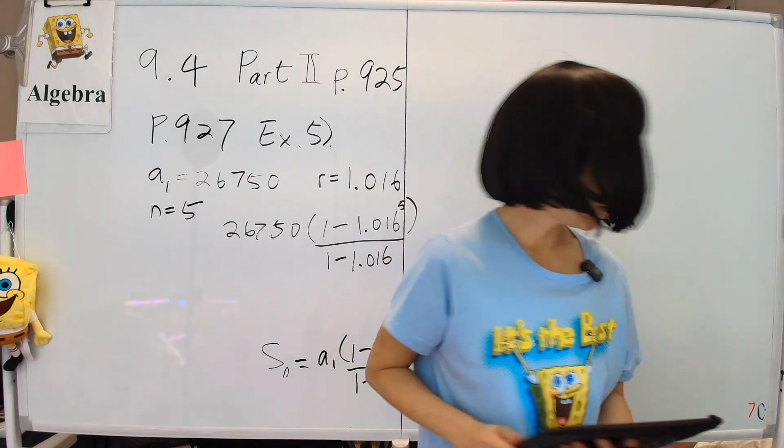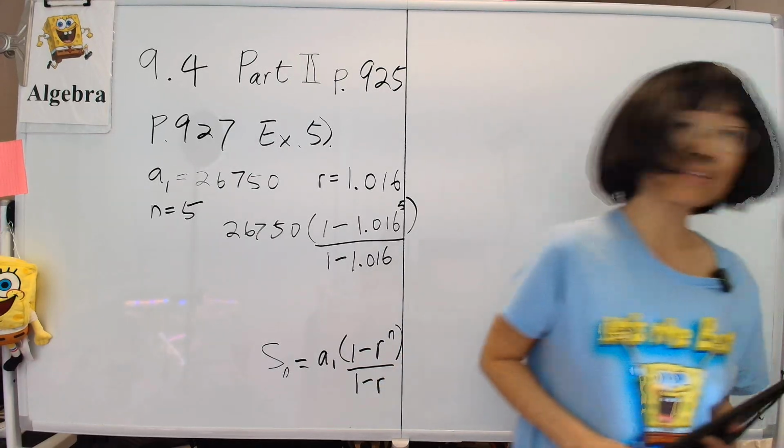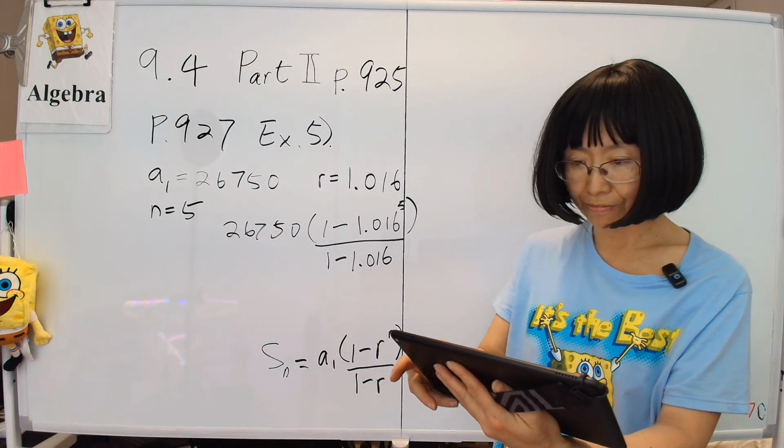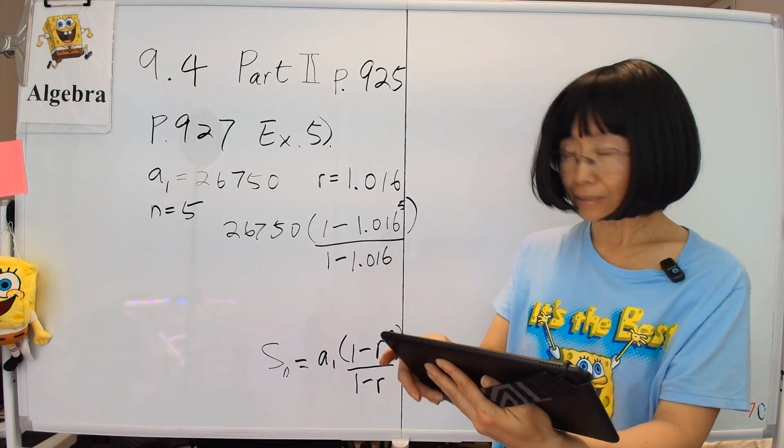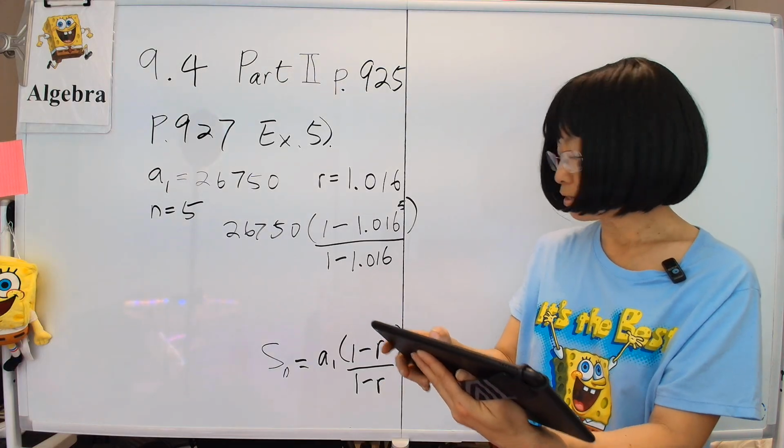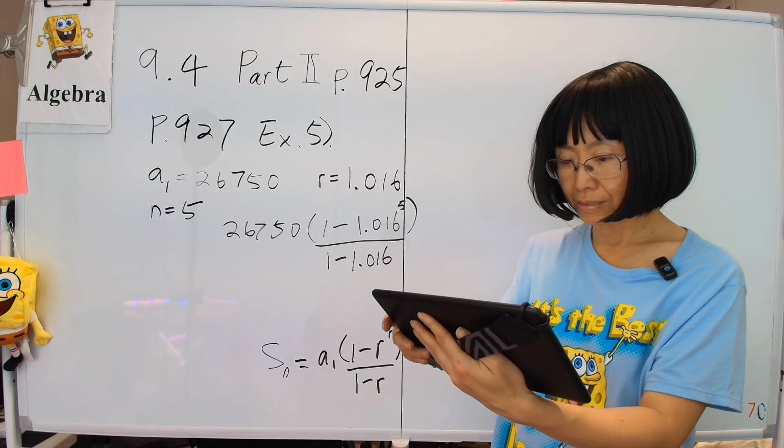138,000. And then some $99. Yep, that is correct. So that's example 5. And let's continue to the next part, where we consider infinite series.